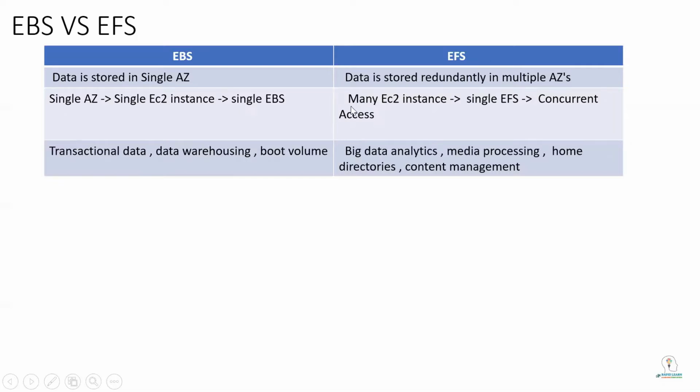For EFS, many EC2 instances can attach to a single EFS, which allows concurrent access. Again, the keywords are single EC2 instance and multiple EC2 instances. If multiple EC2 instances want to access the data in multiple AZ, then EFS could be your answer. What are the use cases?